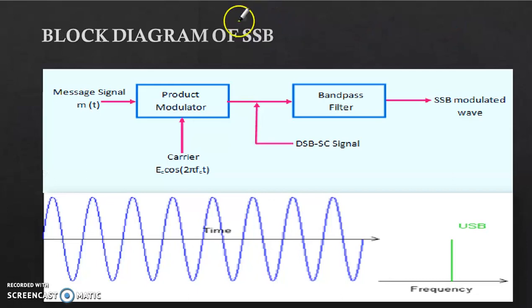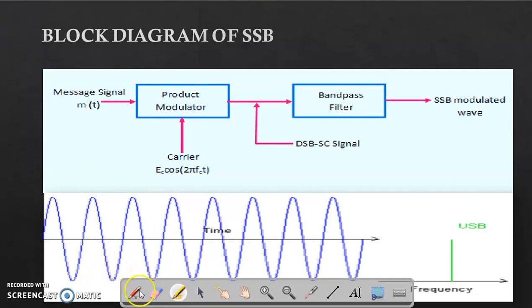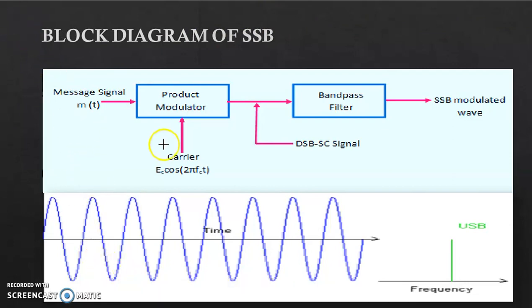Next, the block diagram of SSB. If I put a message signal and a carrier signal in the product modulator, we will get a DSB signal. This DSB signal is again given to the band pass filter. Why? Because the band pass filter limits the bandwidth of the output and completely removes the carrier wave. And finally we get the SSB modulated wave. This is how the SSB waveform is generated.